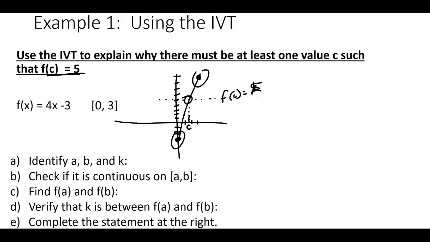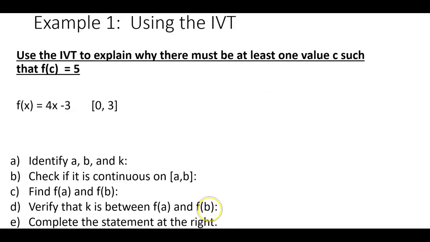All the stuff we just did was to set it up. Identify a, b, and k. Check to see if it's continuous. It was a polynomial, so it was. We found out that f of 0 was -3 and f of 3 was 9. And that meant that our k value of 5 was between -3 and 9. So now we're ready to actually write our statement out and have our final answer.